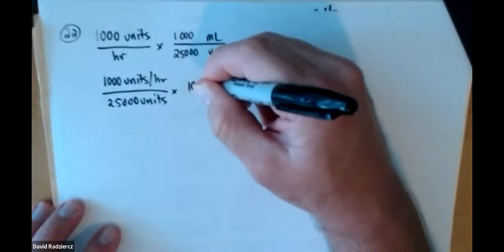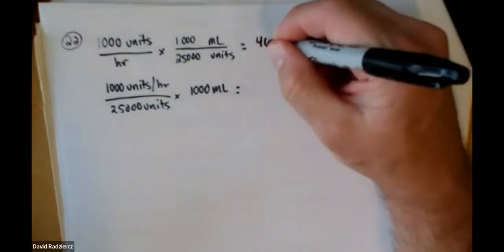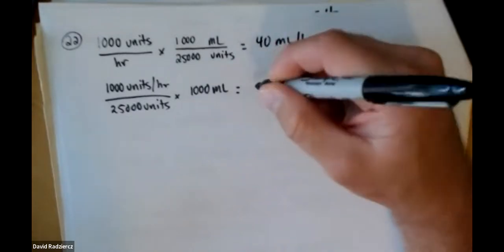Alternatively, you could also write this as 1,000 units per hour divided by the 25,000 units as your available, times your quantity of 1,000 milliliters. So there are two ways to set up this problem. Both ways are correct, and both ways will get you to the correct answer, which is, let me put it in my calculator, 1,000 times 1,000 divided by 25,000, which is 40 milliliters per hour.